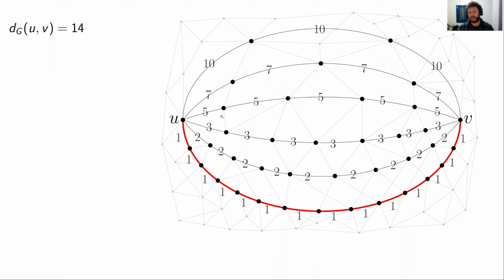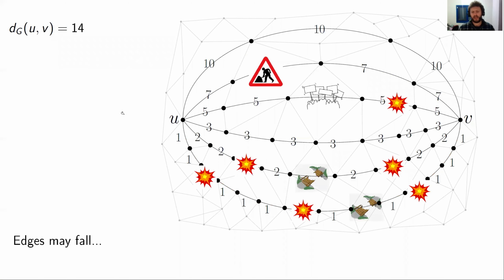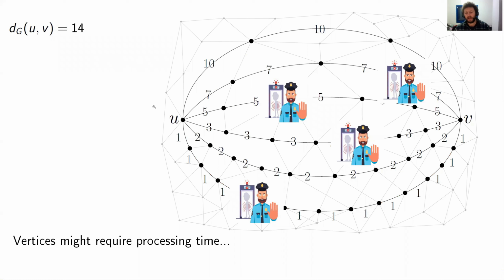Even though this path has the minimum weight, it has some caveat, and specifically, it contains many edges. Now, this is something we would like to avoid for different reasons. First, in many scenarios, edges might fail, and therefore it is advantageous to have fewer edges in your path, or as we will call it, fewer hops. Another reason, for example, in routing scenarios, might be that going through each vertex requires some processing time, and therefore it's also something that we would like to minimize.